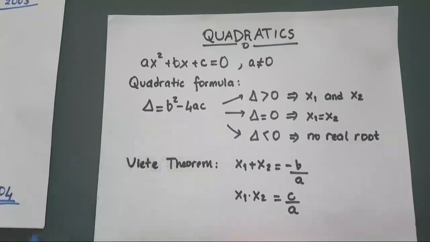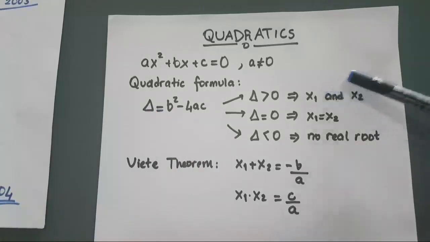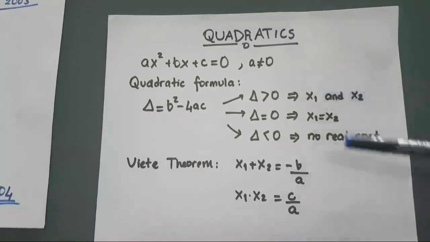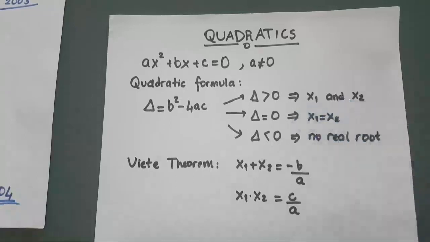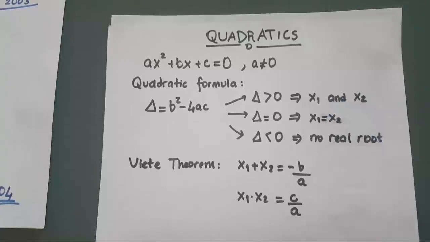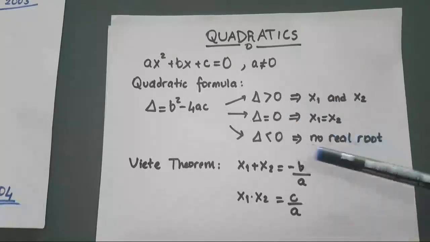Delta, or discriminant, I usually use delta. Delta is b squared minus 4ac. If delta is greater than 0, then the equation has two real roots, x1 and x2. If delta is equal to 0, then the roots are equal. The equation has only one real root, x1 is equal to x2. And if delta is smaller than 0, then there is no real root. Yesterday you studied complex numbers. Probably the equation has imaginary roots, but it does not have a real root.